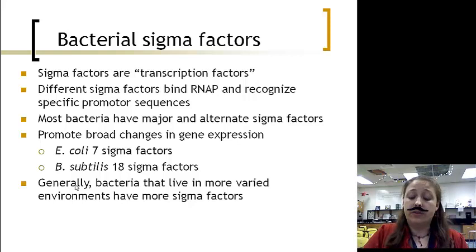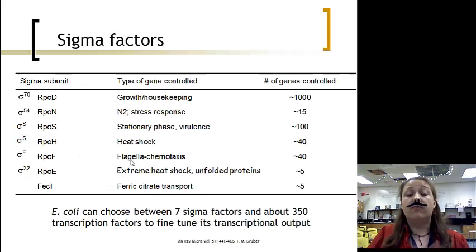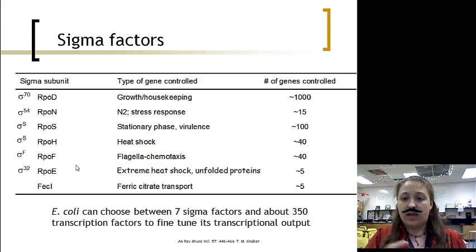This is a chart that gives you some ideas of what sigma factors are and how many genes they code for. Sigma factor 70 is going to be for growth and housekeeping. And that's a lot of things. That's most of its life. So it actually controls about 1,000 genes. Sigma factor 54 only occurs during a stress response. So it's only about 15 genes or so. You can look through the rest. Heat shock is a fun one, extreme heat shock and unfolding of proteins. But the idea is that with the sigma factors, you can control which genes you are going to encode for.